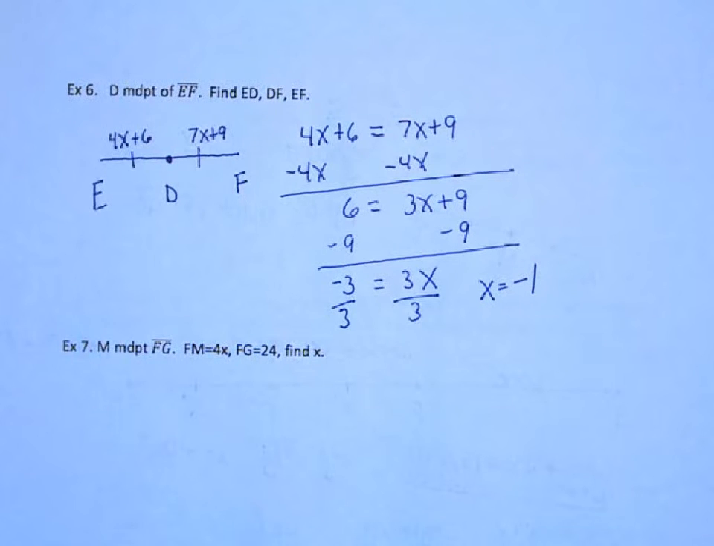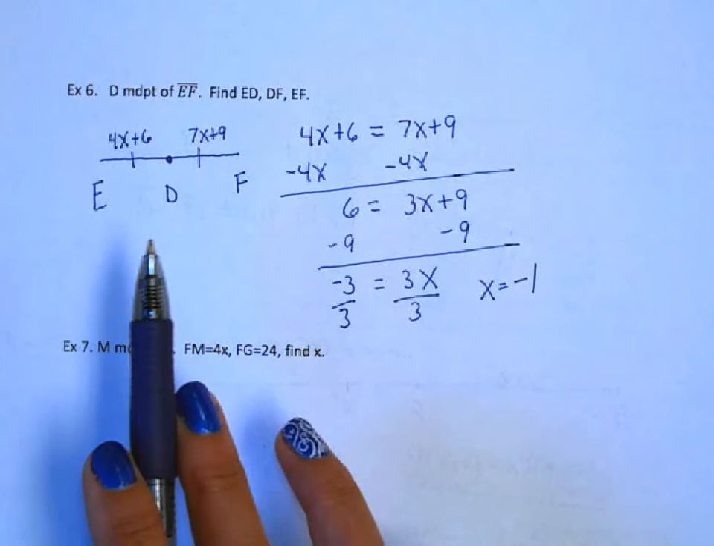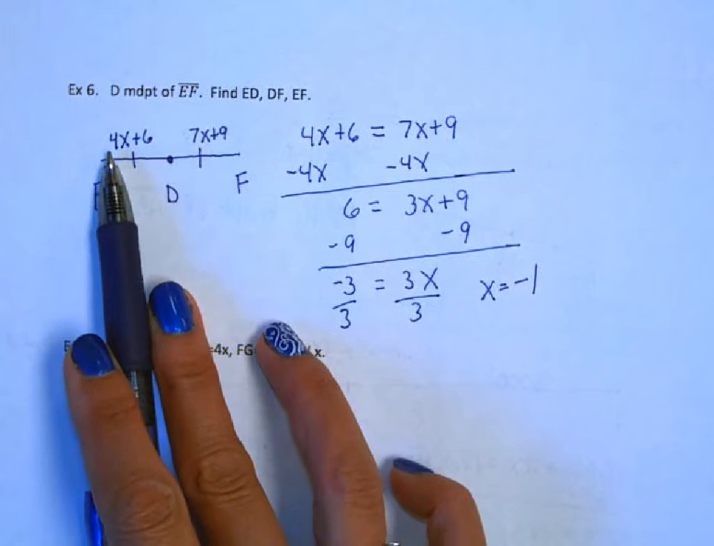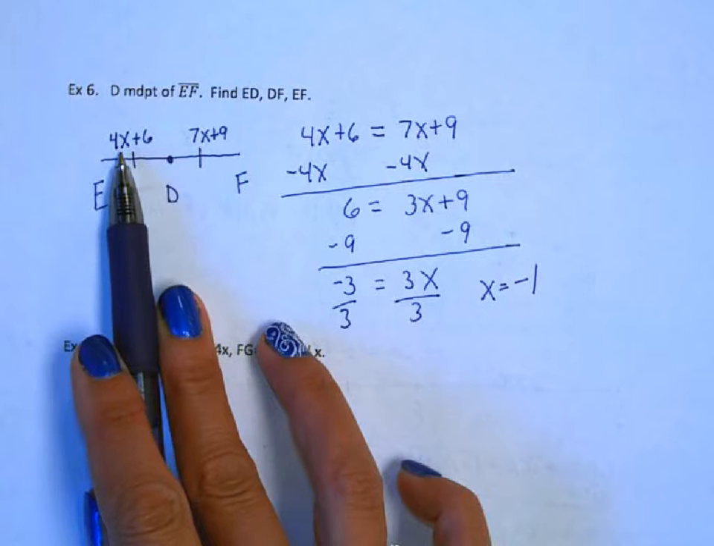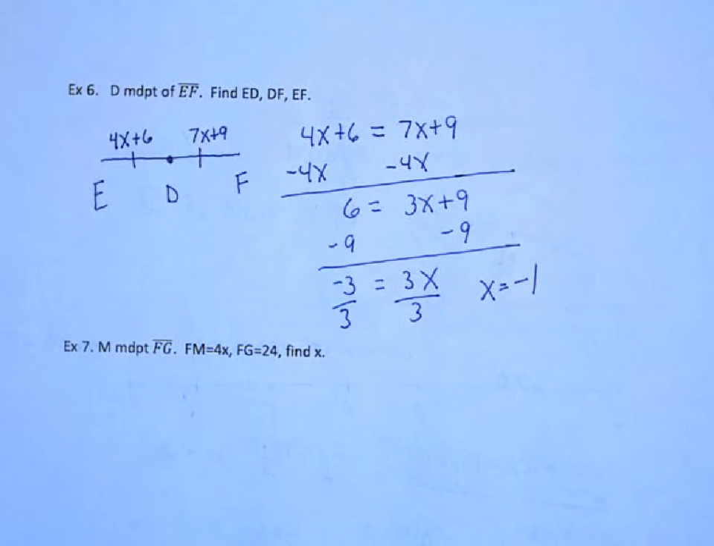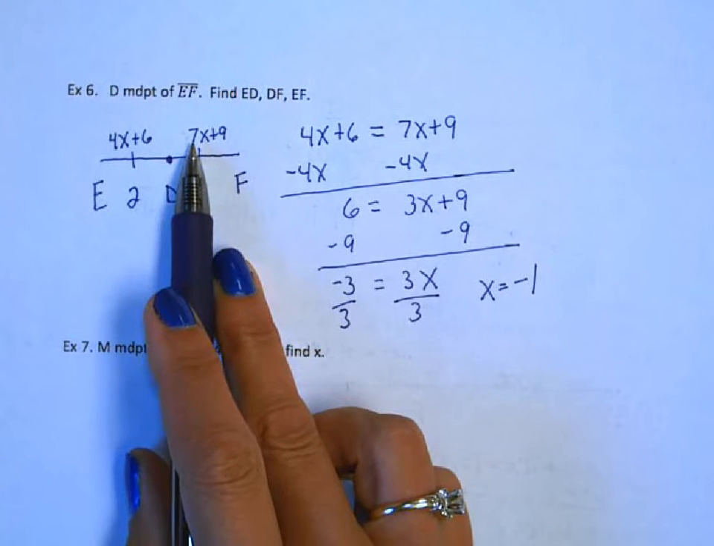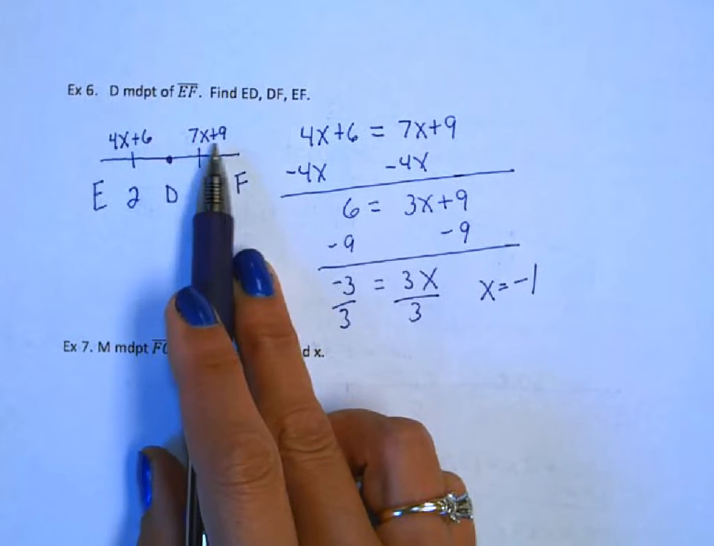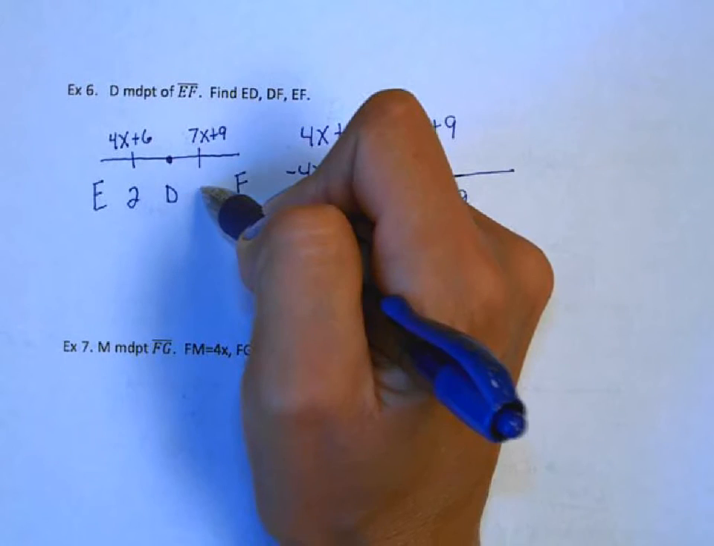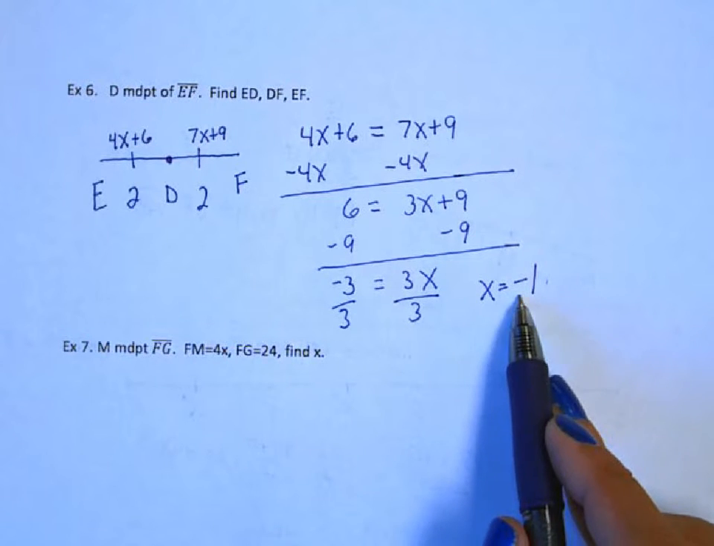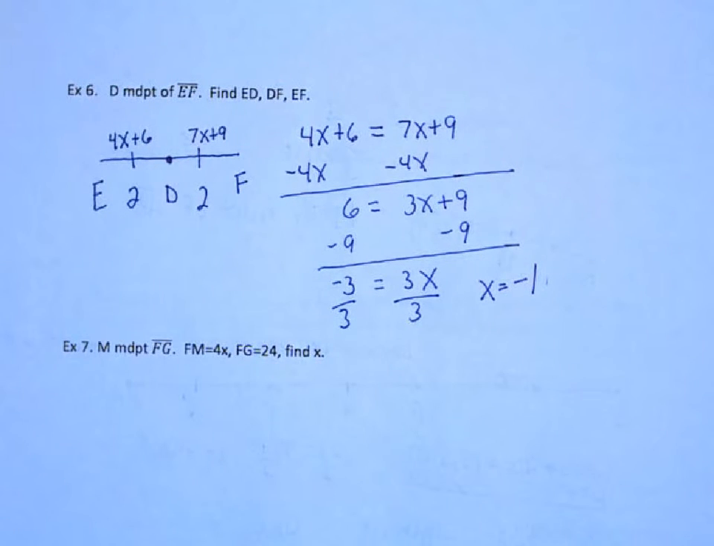Is it okay to get a negative x value? Yeah, it's okay to get a negative x as long as I don't get a negative distance. If I get a negative distance, something went wrong. If I substitute negative 1 back in here, what am I going to get? What's 4 times negative 1? Negative 4 plus 6 is? 2 is a good distance, so I get ED is 2. Do I get the same thing over here? 7 times negative 1 plus 9? 2 again. Got it right. So don't panic if you get a negative x. X wasn't the answer I was looking for. I was looking for the length. You got to plug it back in.